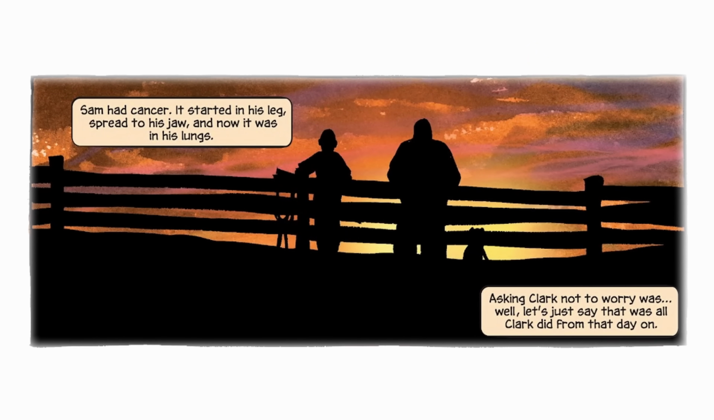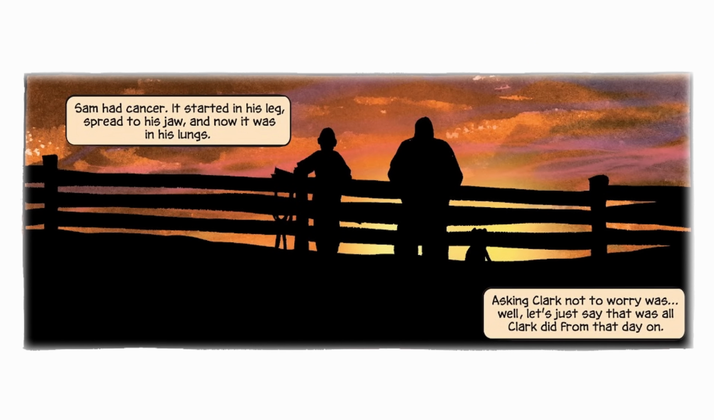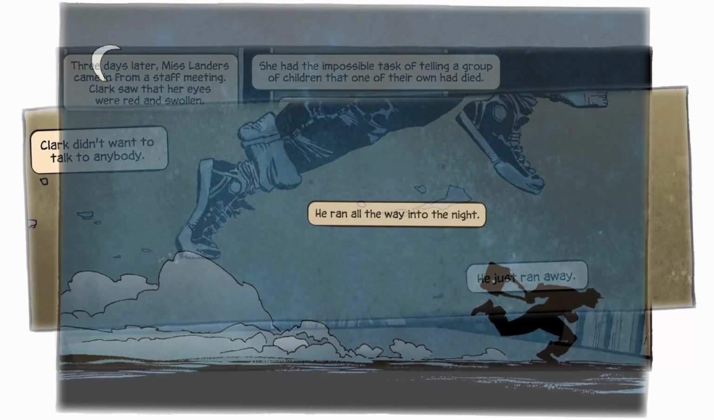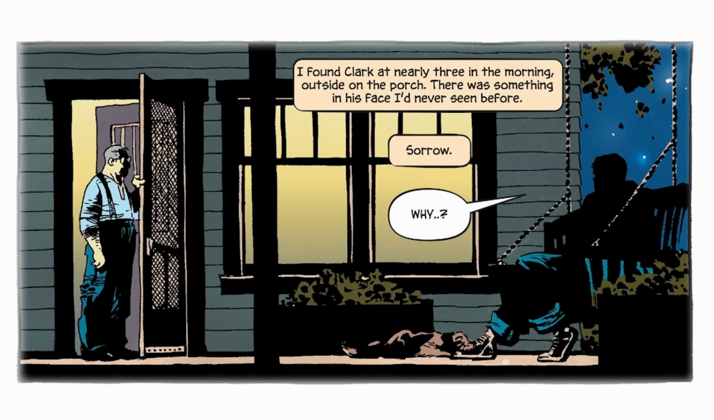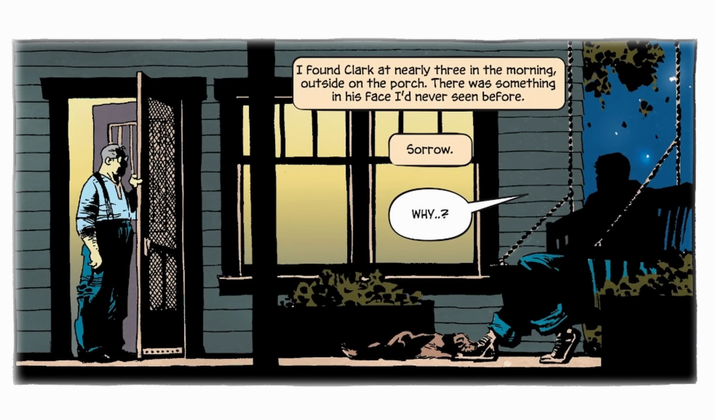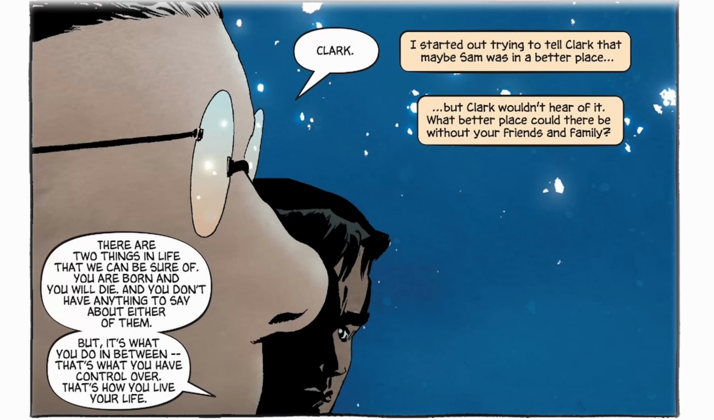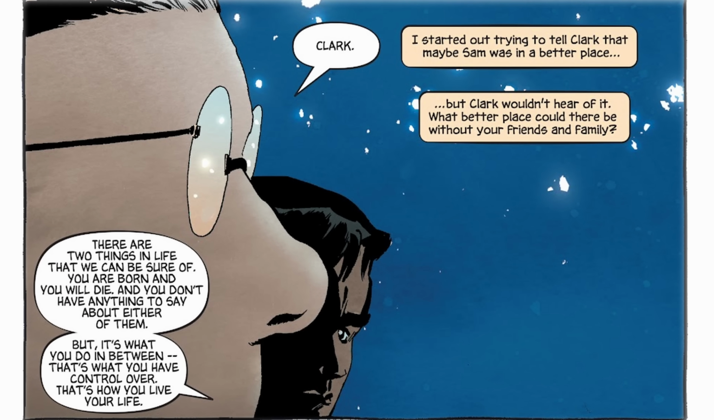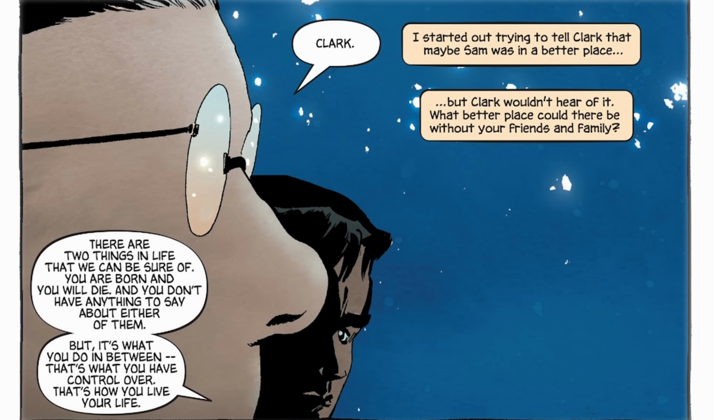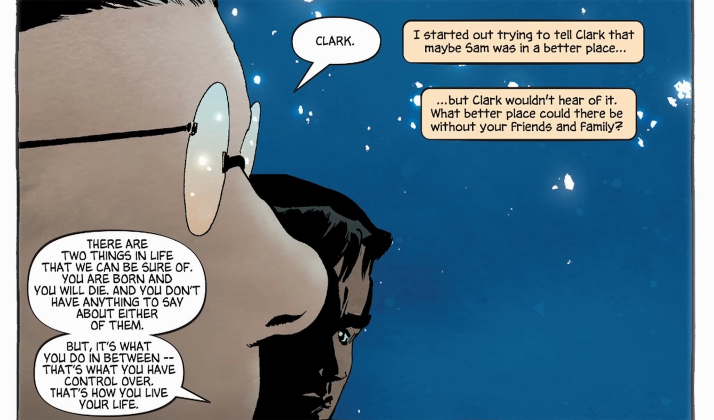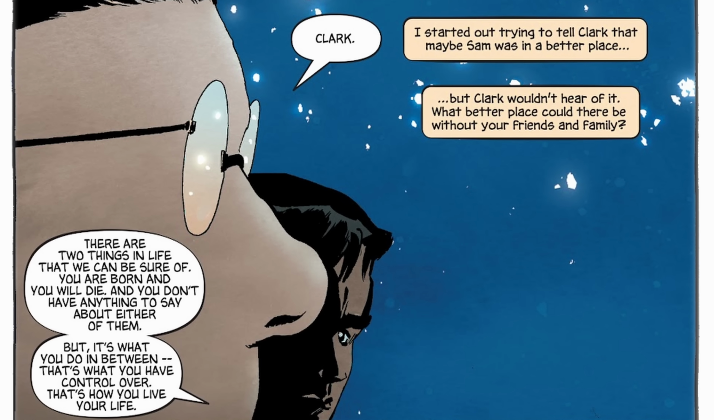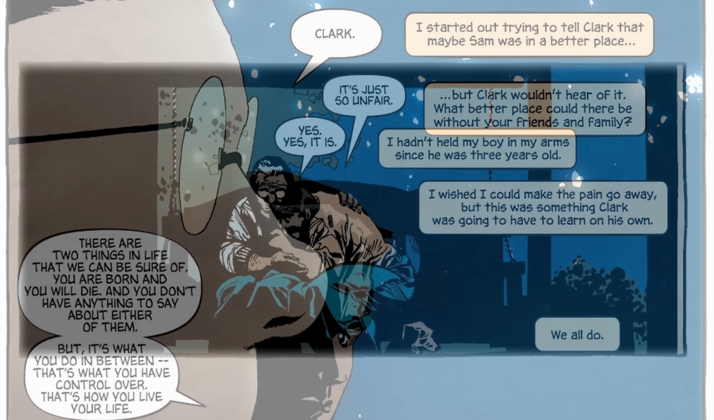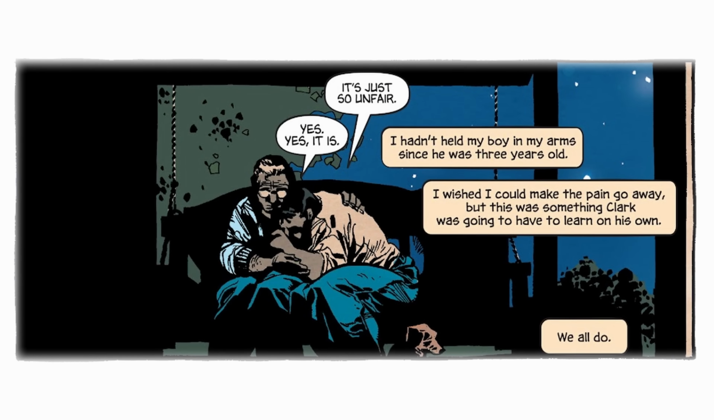And just like how the original issues were about change, this one is too. It's about death, about loss, about grief. As Jonathan Kent says, with the stars once again reflected in his glasses, "Clark, there are two things in life that we can be sure of. You are born and you will die, and you don't have anything to say about either of them. But it's what you do in between. That's what you have control over. That's how you live your life." "It's just so unfair." "Yes.